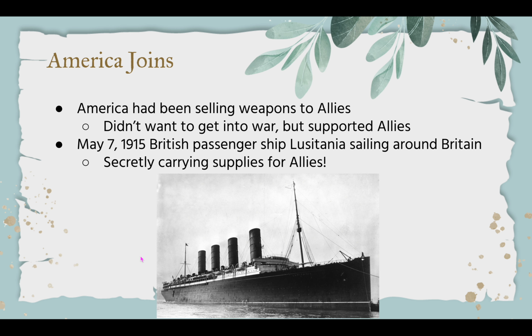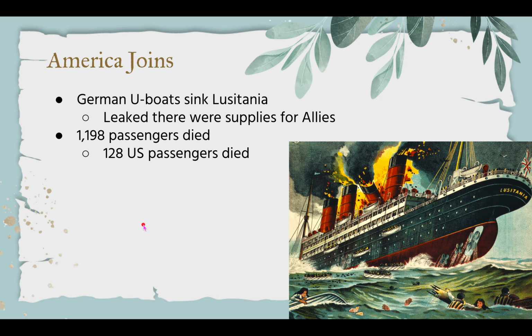On May 7th, 1915, the British passenger ship the Lusitania was sailing around Britain, secretly carrying supplies for the Allies. German U-boats ended up sinking the Lusitania because there was a leak that there were supplies for the Allies, which was true. There were supplies for the Allies on there. But there were also innocent passengers. 1,198 passengers died. 128 of them were U.S. citizens.